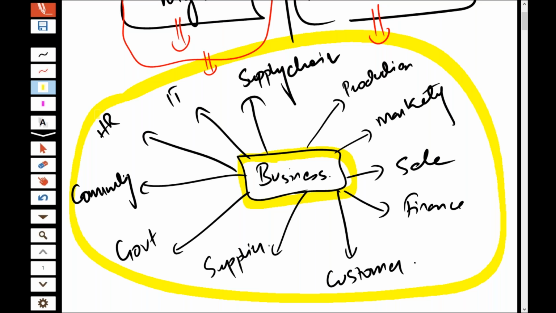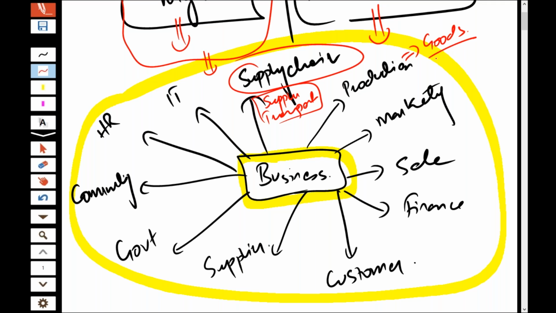So you would make sure that whoever is involved in the supply chain of your business, whether that be the supplier, the transporter, or any specific authority, you stay connected to them. You'd make sure that the production of the goods is actually up to the mark, that the goods that you produce are up to the mark.